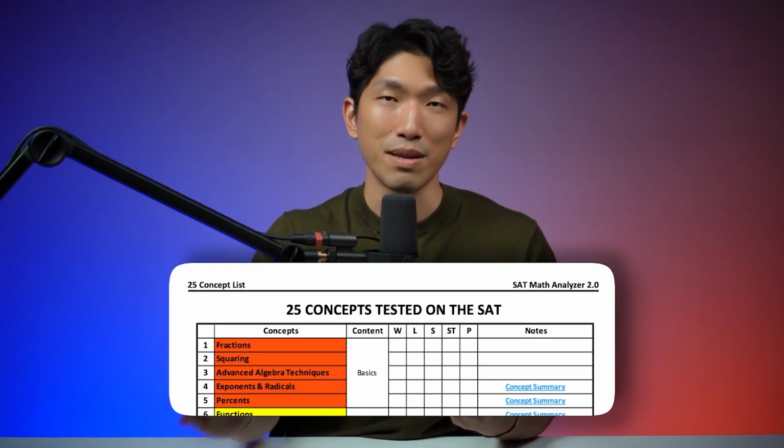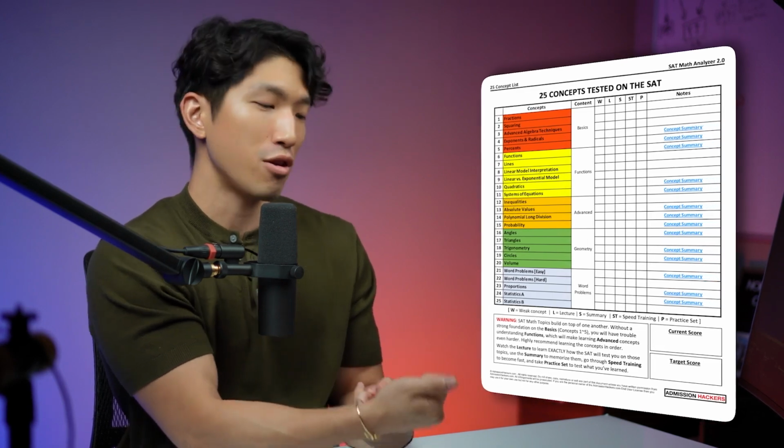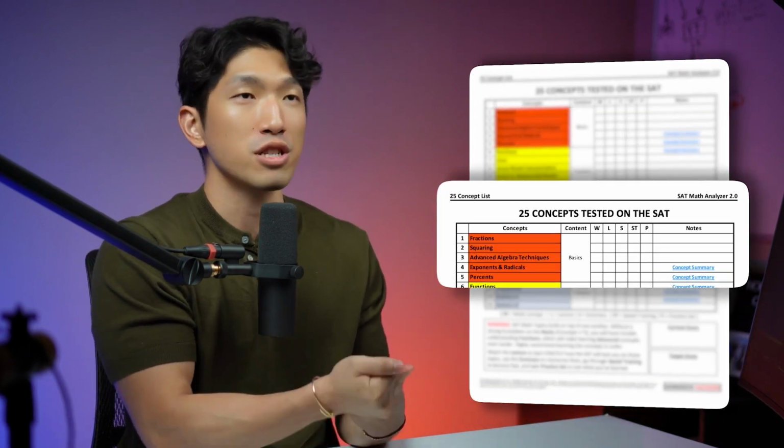And what I mean by foundation are going to be the basic math skills you're going to need for the SAT, which is going to be the first 5 concepts of this 25 concept list, which you can get inside the program. So you not only have to learn all the 25 concepts, but before you even get started on the advanced topics, you have to first straighten out your foundations. If you master the 25 concepts, that's going to bring you closer to the 700s.